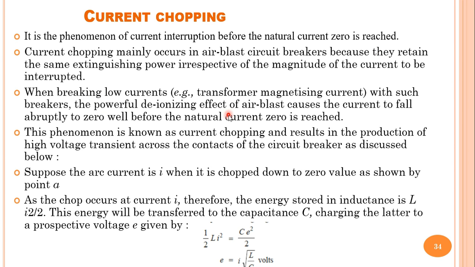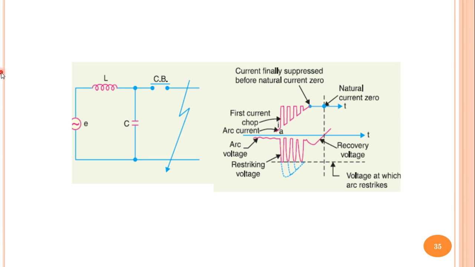When breaking low currents, for example transformer magnetizing current, the powerful deionizing effect of the air blast causes the current to fall to zero before the natural current zero point. This phenomenon is called current chopping, and it results in high voltage transients across the contacts of the circuit breaker. Here in the figure, I can see an LC circuit with a circuit breaker.